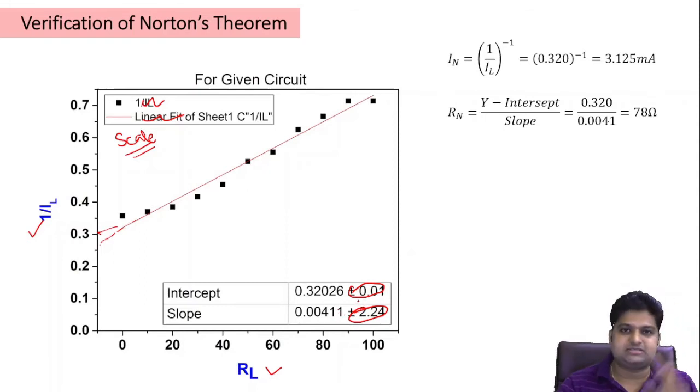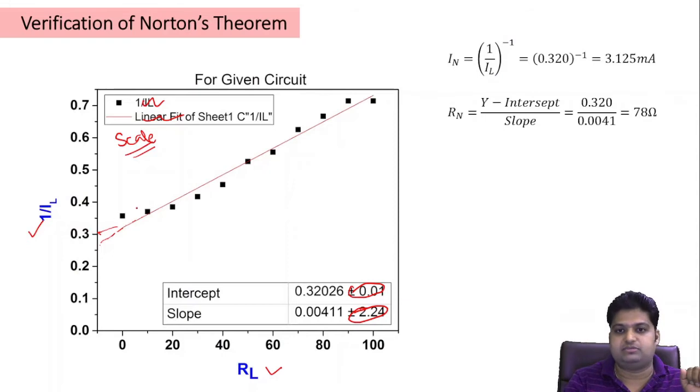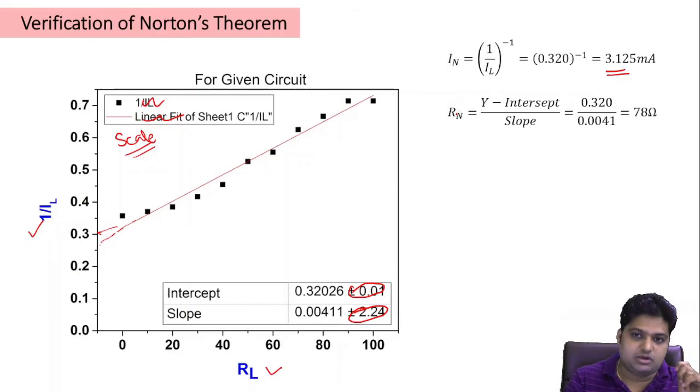Now remember, this is Norton's theorem, so do not go by the intercept as the Norton's equivalent resistance. That is not the thing. The Norton current is the inverse of the intercept that we have got. Whatever intercept you get, invert it, and whatever answer you get, that is the Norton current, 3.125 milliamperes. And the Norton's equivalent resistance is the y-intercept upon the slope of the graph.